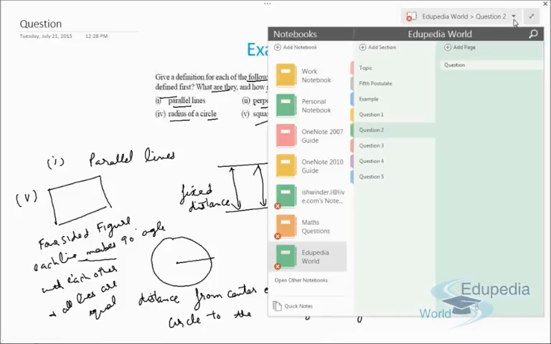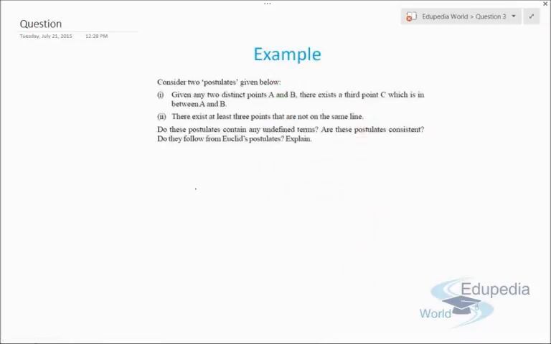Now let's move on to question number 3. Question number 3 says, consider the two postulates given below. The first postulate is, given any two distinct points A and B, there exists a third point C which is in between A and B. Means given 2 points A and B, there exists a third point C in between A and B.